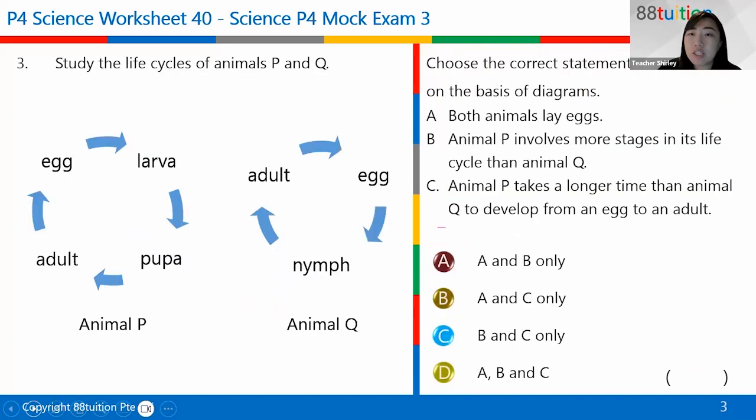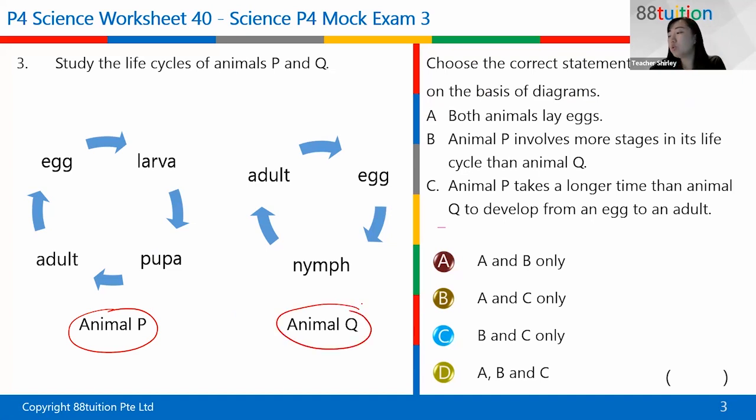Okay, next question is also on life cycles. We have animal P and animal Q, and these are the two life cycles. Choose the correct statement. When you read the question, it says correct, right? You put a tick on top. Because I think some students are visual learners. When you see a particular symbol, then maybe it's easier for you, right? So which one is a correct statement?